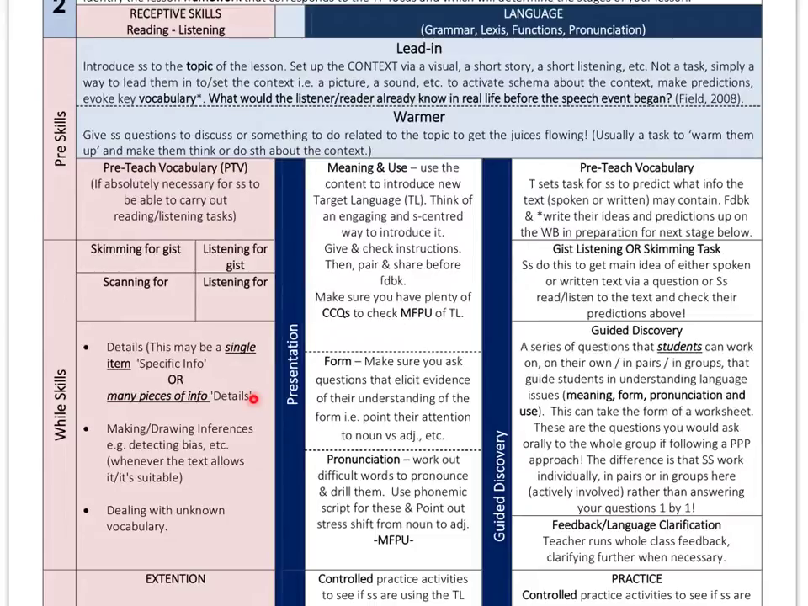Now, in one 40-minute lesson, obviously, we want to try and have them develop or work on their skimming for gist or listening for gist skills, scanning for or listening for specific details, whether it is specific information or details or both. One possibility, because there are many other soft skills, would be that of making or drawing inferences. So obviously that's when you detect bias, for example, or reading between the lines.